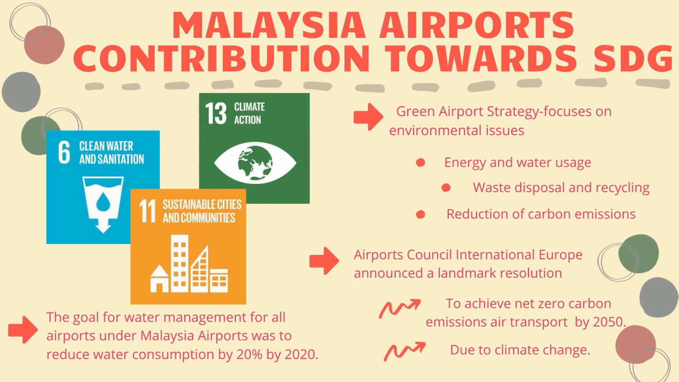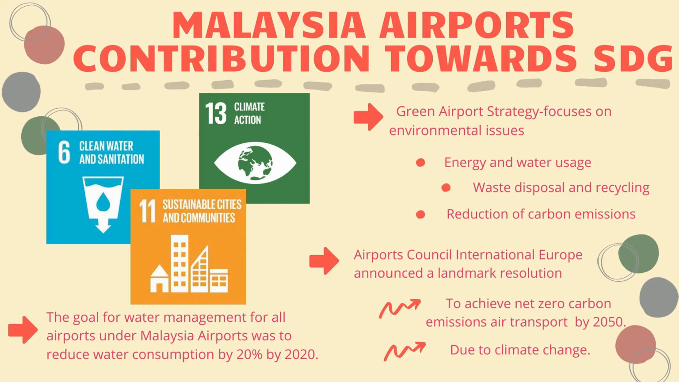Malaysia Airports' contribution towards SDG. There are 3 SDGs involved: SDG 6, Clean Water and Sanitation; SDG 11, Sustainable Cities and Communities; and the last one, SDG 13, Climate Action. In 2019, Malaysia Airports introduced the Green Airport Strategy, which focuses on environmental issues such as energy and water usage, waste disposal and recycling, and the reduction of carbon emission.